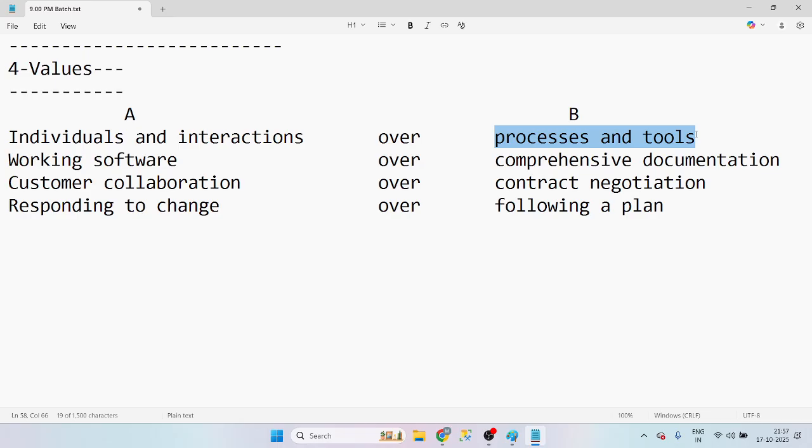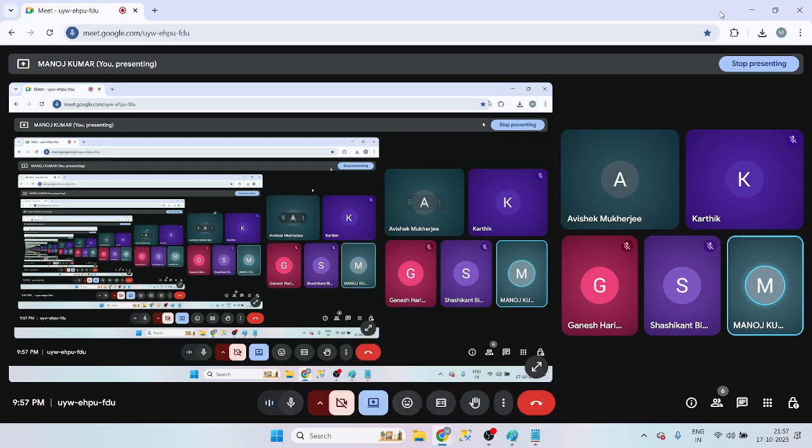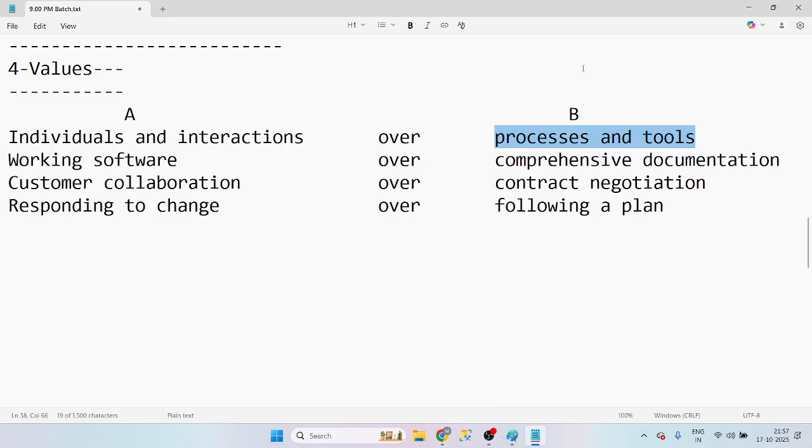Karthik, yeah, understood. Manoj, yeah. Abhishek. Ganesh, yes, I understood. Redappa. Shritika, yes, ma'am. Okay, can I move to the second one?